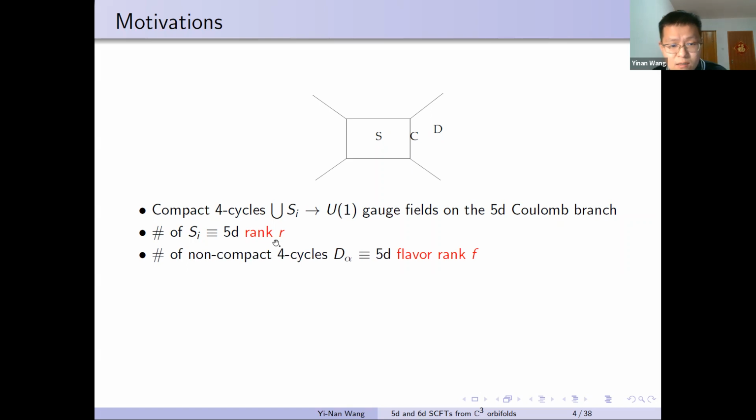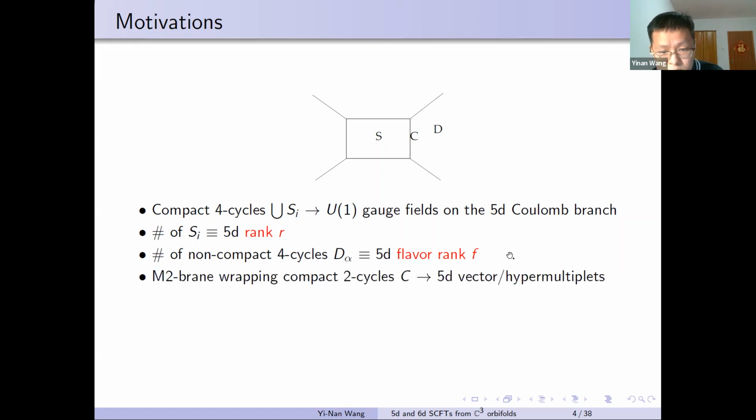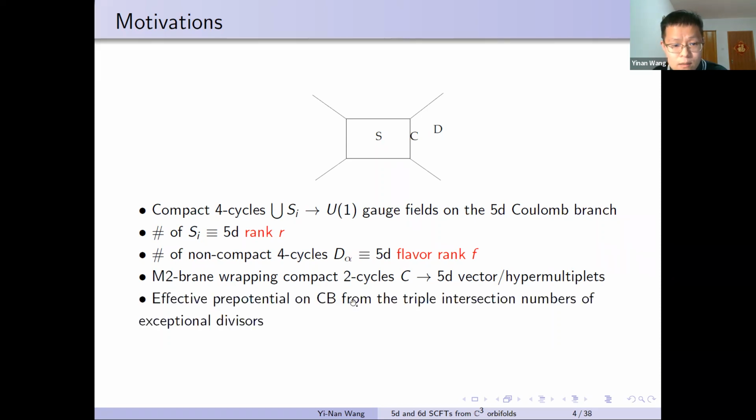Furthermore, there are also a number of non-compact 4-cycles we call D_alpha, whose number gives rise to the rank of the flavor symmetry G_F of the 5D theory. And we call this flavor rank little f. Okay. Now, besides the 4-cycles, we also have a bunch of 2-cycles in the resolved geometry, where we can wrap M2 branes over them to get 5D vector or hypermultiplets depending on the normal bundle of C. And as another important ingredient of the effective theory on the Coulomb branch, the prepotential function can be derived from the triple intersection numbers of these exceptional 4-cycles in the geometry.